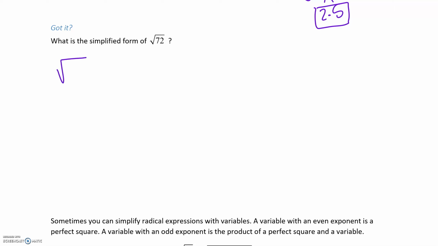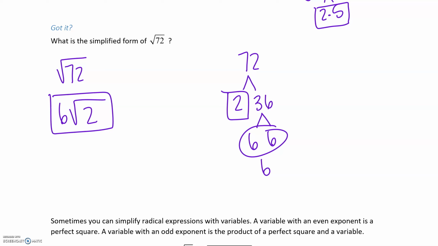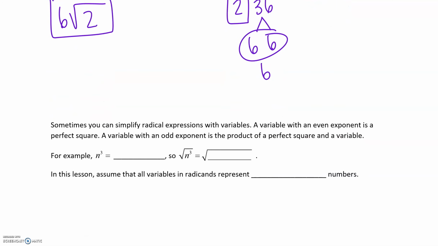We're going to have the square root of 72. We're going to factor it out. We can divide this by 2, and that leaves us with 36. When we divide 36 out, we can divide that into 2 equal parts, so that gives us 2 sixes. We're going to take one of these 6s out and put it on the outside, and what we are left with on the inside is just this 2 over here. And that's it.